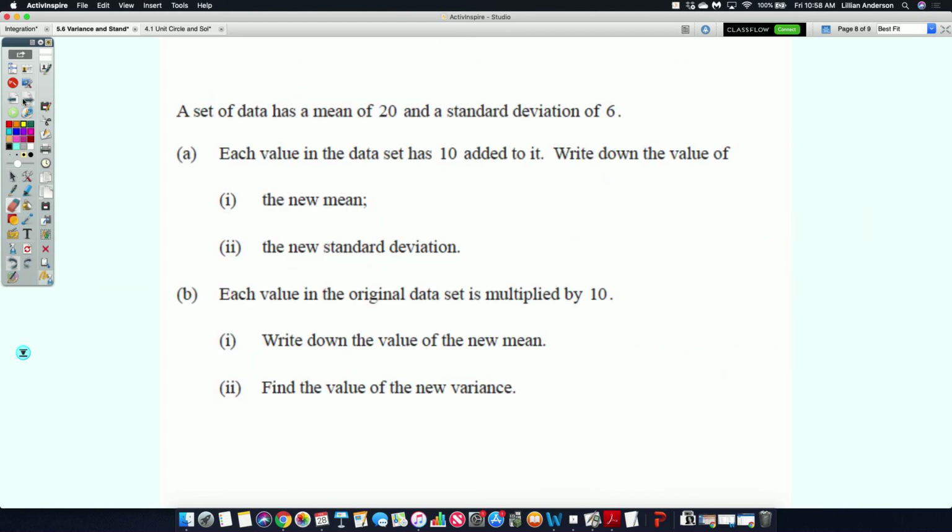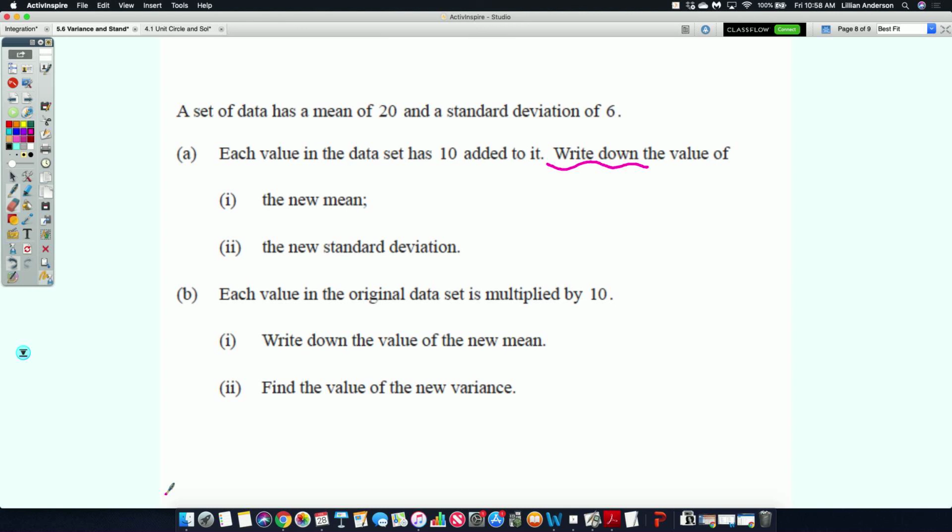All right, so then this example says the set of data has a mean of 20 and a standard deviation of 6. So whatever they collected, the mean was 20 and the standard deviation was 6. Each value of the data set has 10 added to it. You have to write down the value of the new mean and the new standard deviation. Remember, write down means what? It's little to no work, okay? So that means either the answer is staring you in the face, or you have to do very little work to get it. So remember, 10 represents a constant, and it's being added.